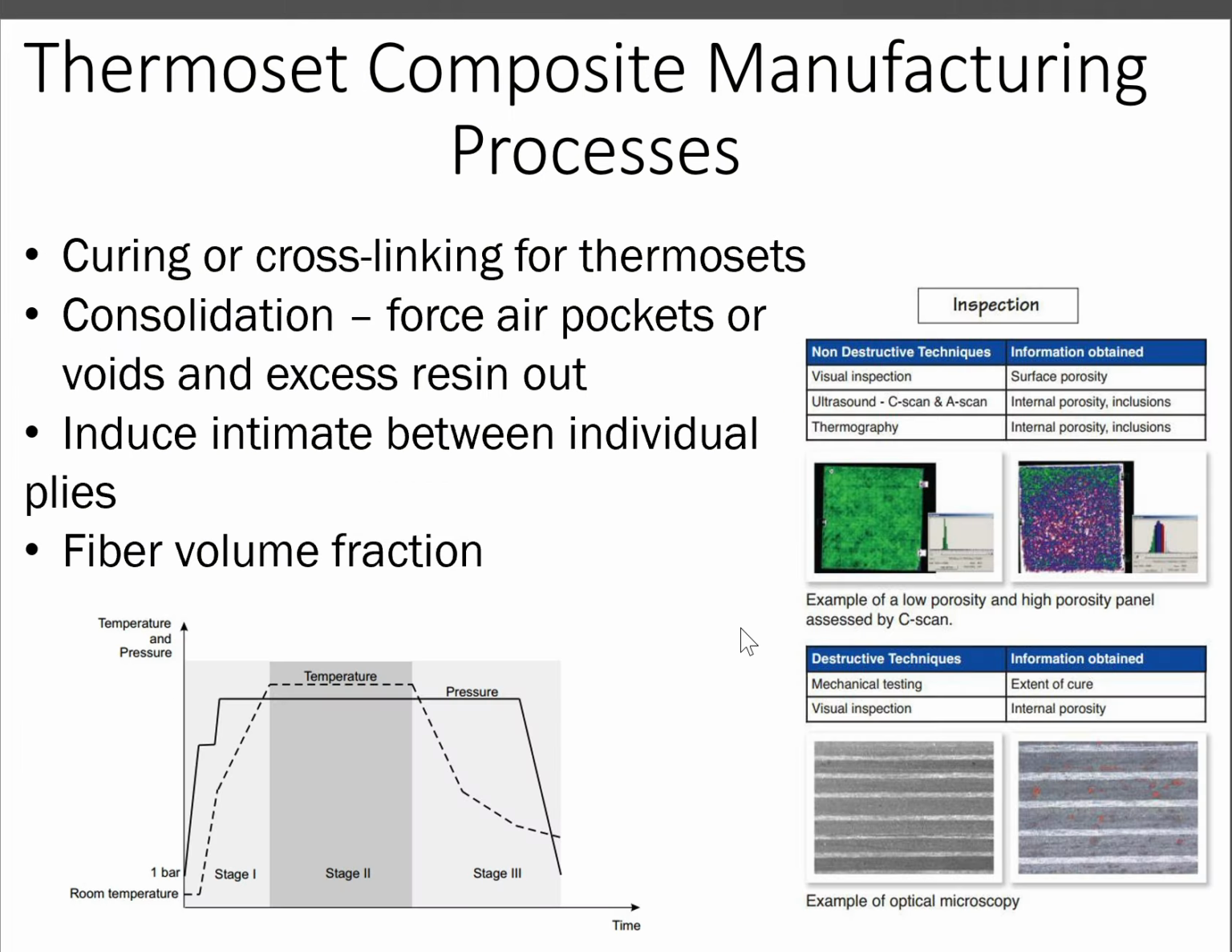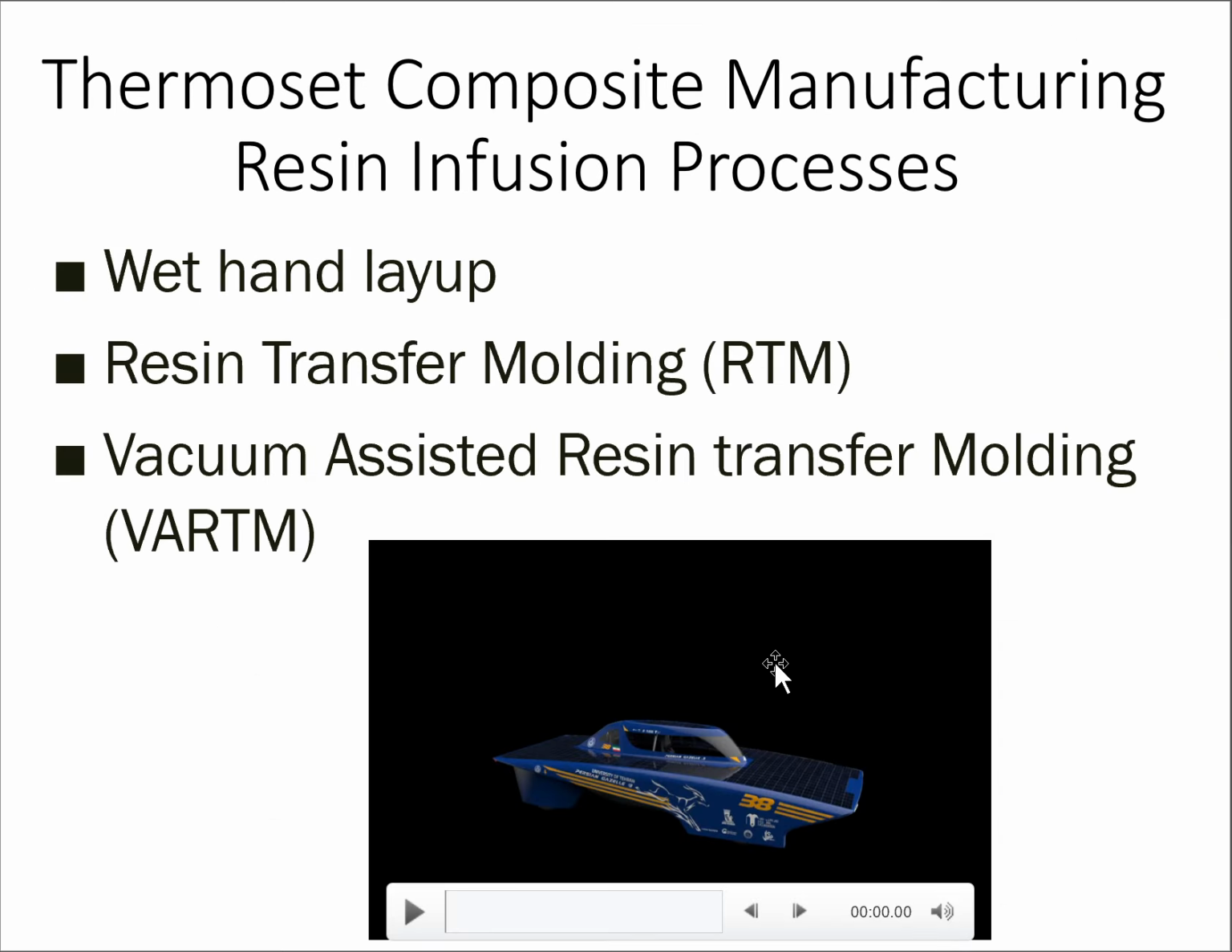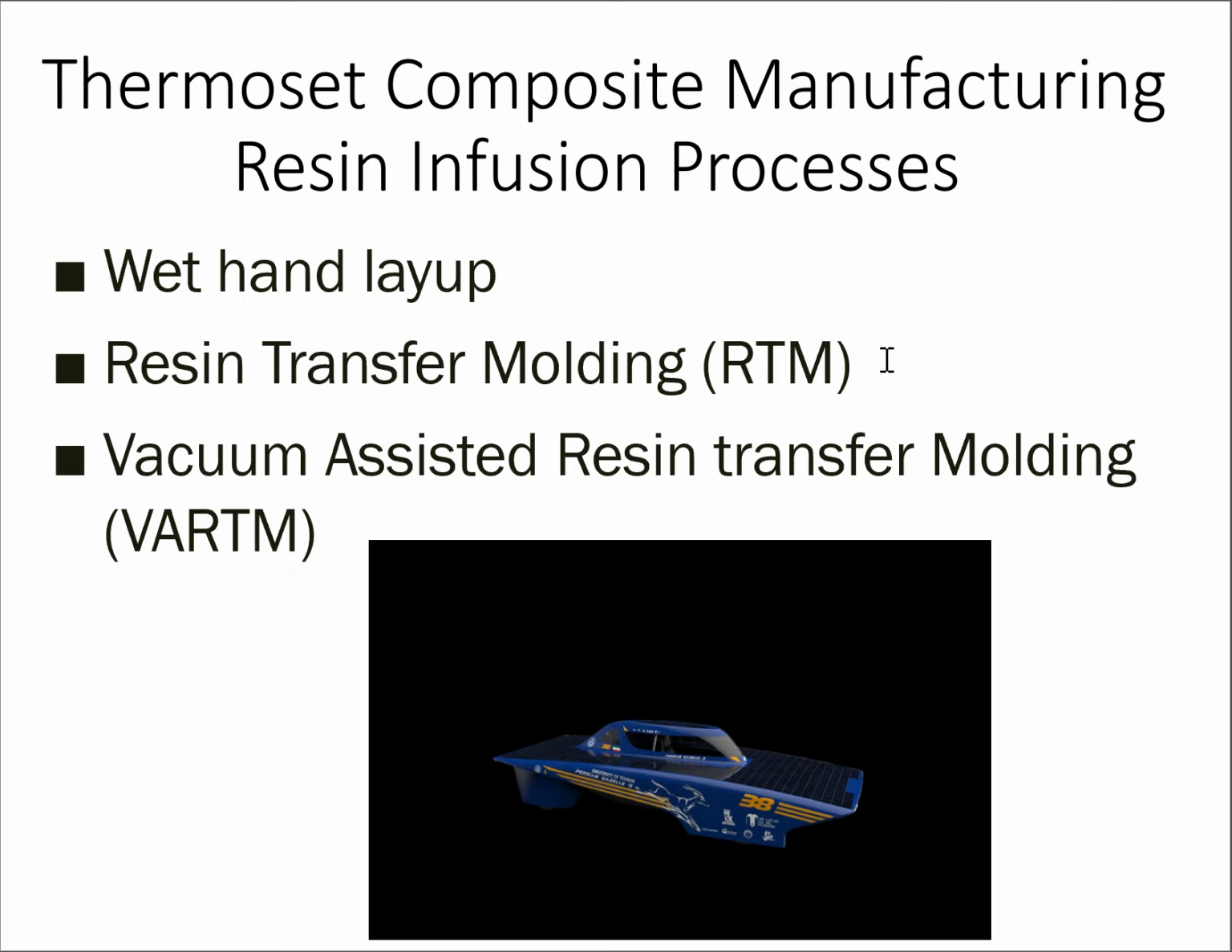Okay, so how can we manufacture? What are the methods we can use to manufacture composite plates? There are different methods that we want to talk about. The first one we're going to talk about is a wet hand layup. The second one is a resin transfer molding. And the third one, which is our method of interest, is vacuum assisted resin transfer molding, or VARTM.